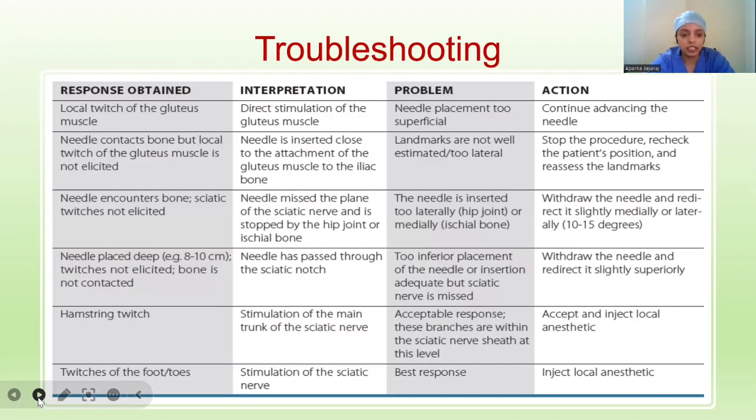If the needle is placed deep, it is not hitting the bone, nor are you getting any responses, that means the needle could have passed through the sciatic notch. That is too inferior placement of the needle. So withdraw the needle and redirect it more superiorly. If you get a hamstring twitch or the twitches of foot or toes, you can accept this response and move on.